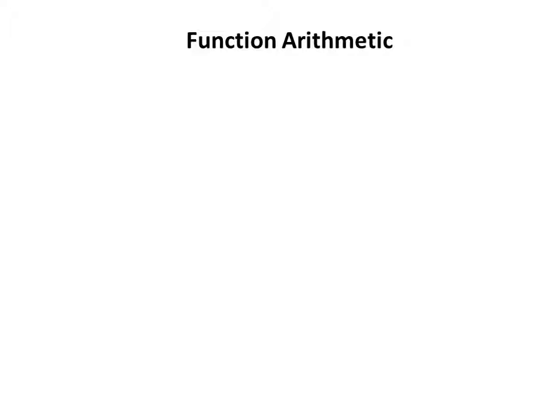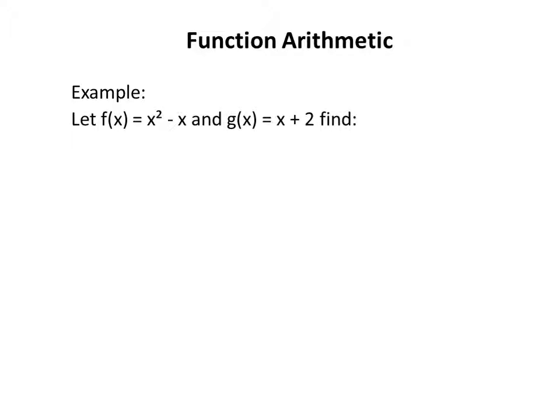So in this example, we have f of x equal to x squared minus x and g of x equal to x plus 2. So we would like to find the sum of the two functions with the given input 3. So f plus g of 3 is equal to, using the summation formula, f of 3 plus g of 3.